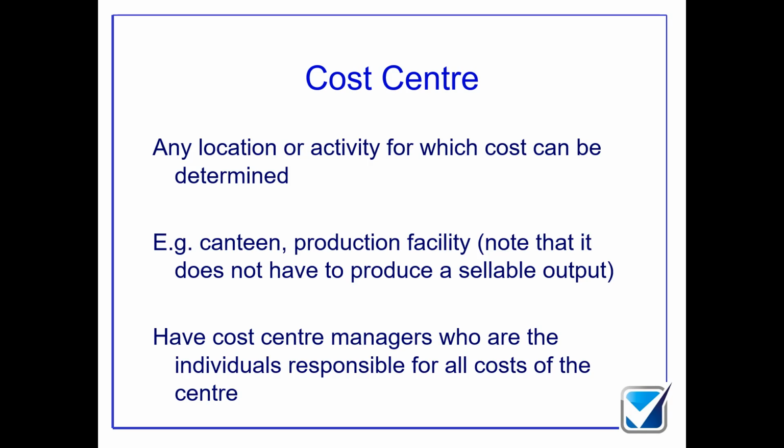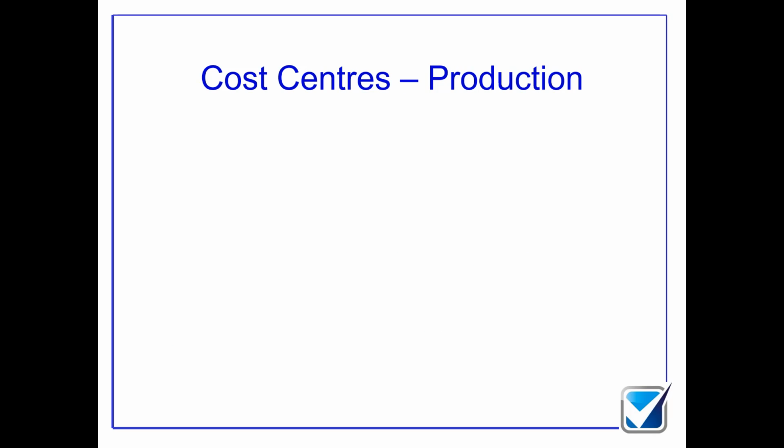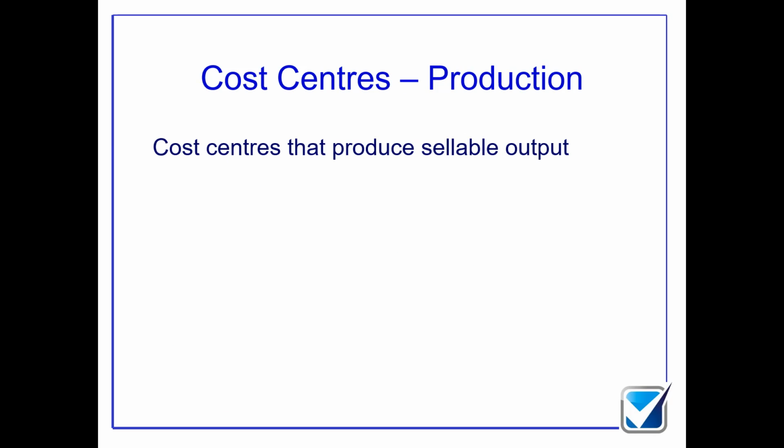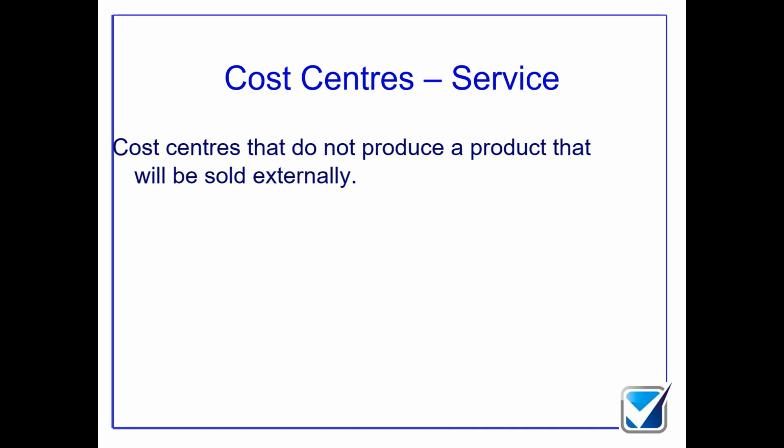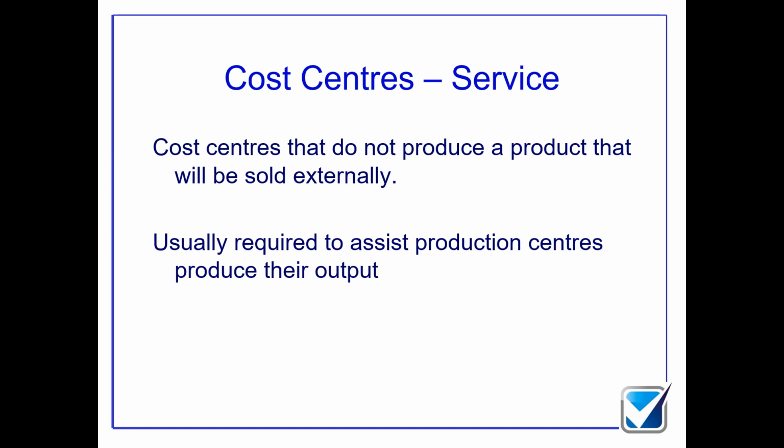Now, cost centers get split down into two different types of centers. We have a production cost center, which produces an output which has external value. So cost centers are production cost centers, which will produce something which has an external value. And then we also have service cost centers, which produce something which has an internal value.